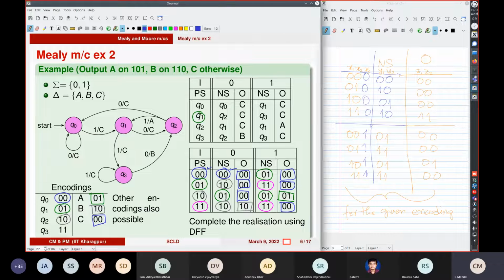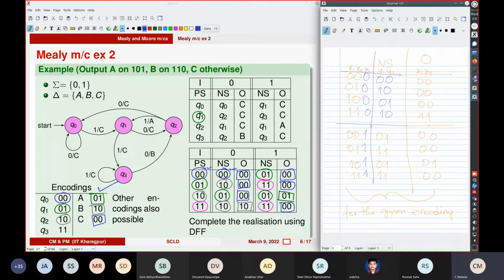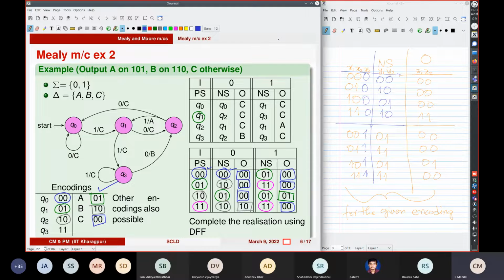Which is this? This is for this encoding. For this encoding, this is your function. So I hope you understand this. Yes, sir. Understood. All right, so that is why you need to encode. Unfortunately, there were mistakes that I left to correct in that one.